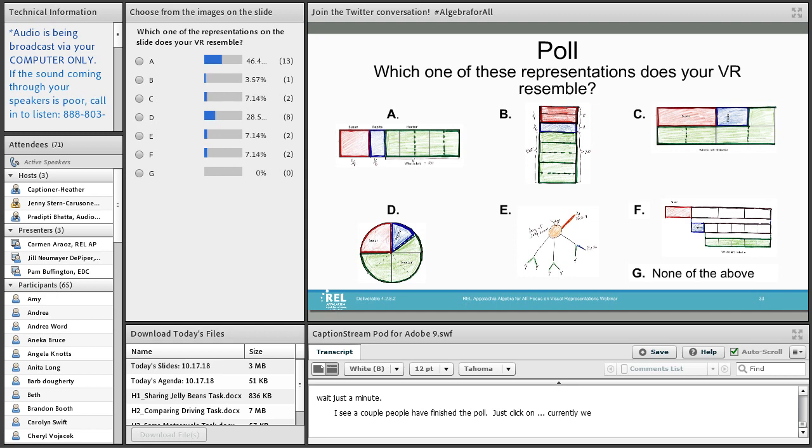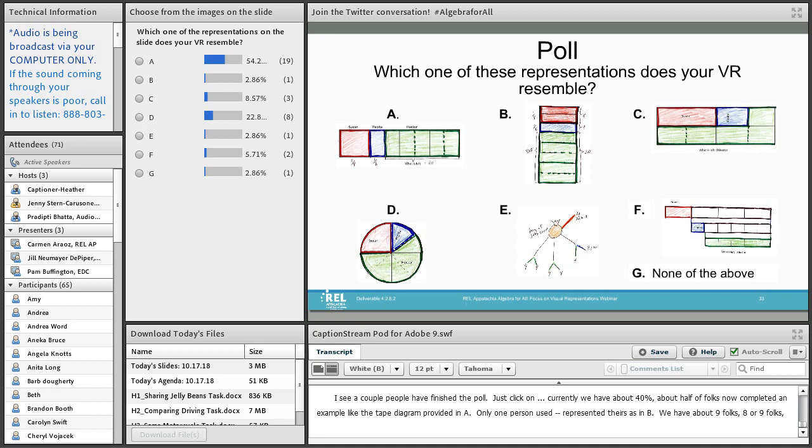Currently, we have about 40%, about half of folks, now completed an example like the tape diagram provided in A. Only one person represented theirs as in B. We have about eight or nine folks who did something like D. And then we have some others that have represented their problem differently.